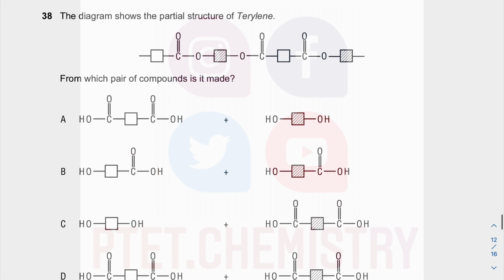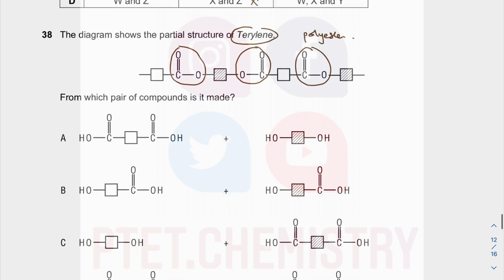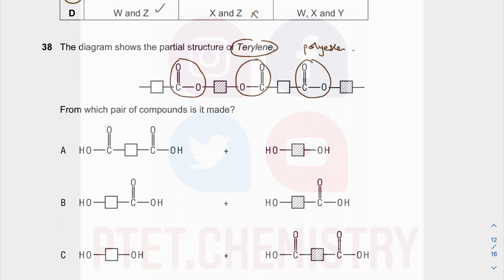Question 38. So you have Terylene. Terylene is a polyester. Hope you can see that is the ester linkage, that is the ester linkage, and there's the ester linkage. So how can you make it? Well, we are going to try hydrolysis of the ester.